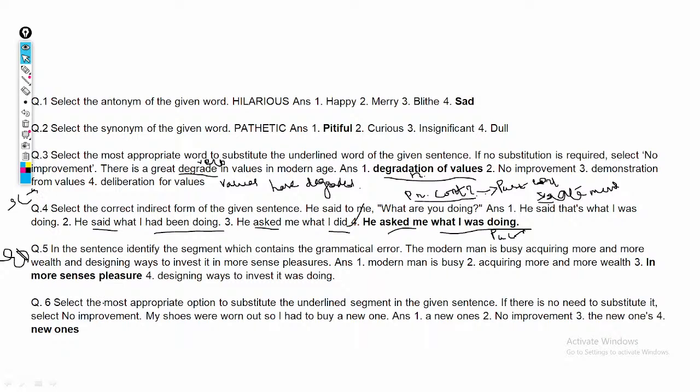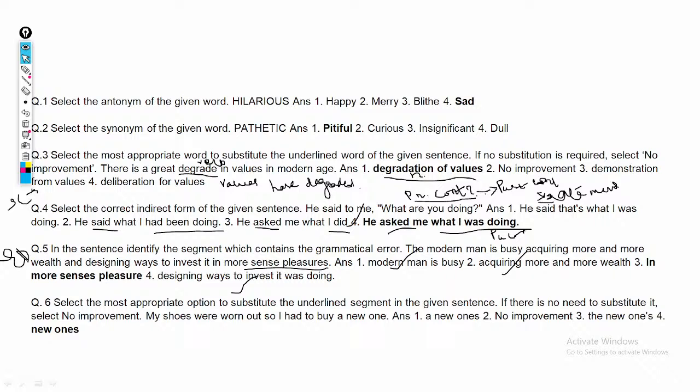In this, the modern man is busy acquiring more and more wealth and designing ways to invest it in more sense pleasures. Okay. So everything was correct, and if you read it, you will see that the mistake lies here, because modern man is busy is correct, acquiring more and more wealth is correct, designing ways to invest it is correct. More and more senses pleasure. So what will it be?